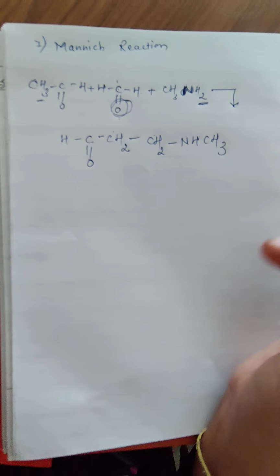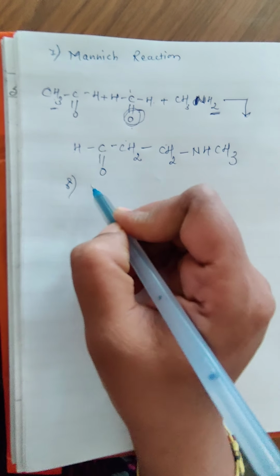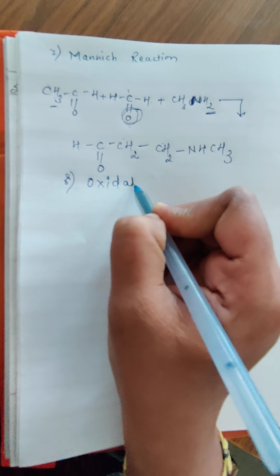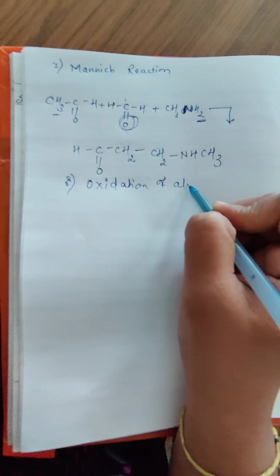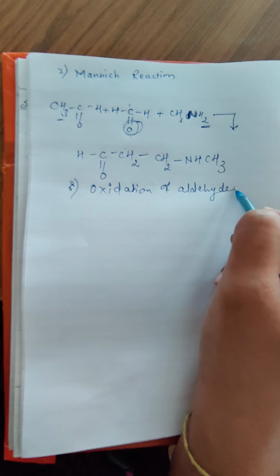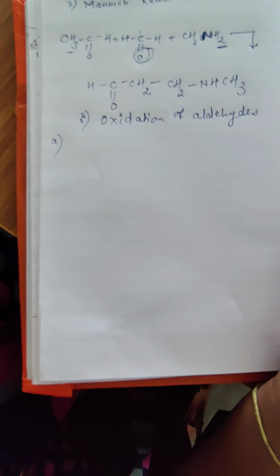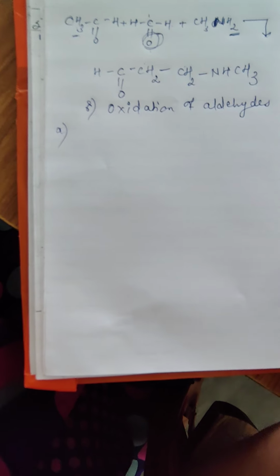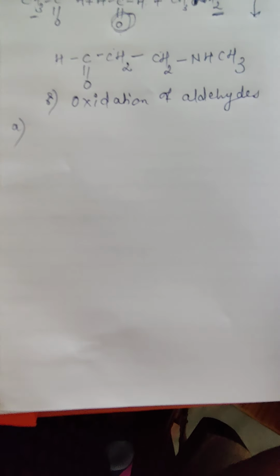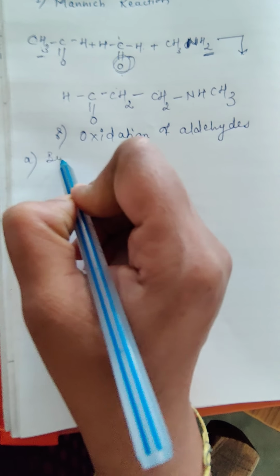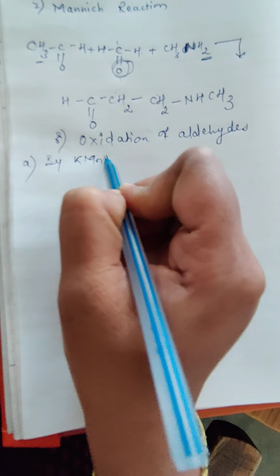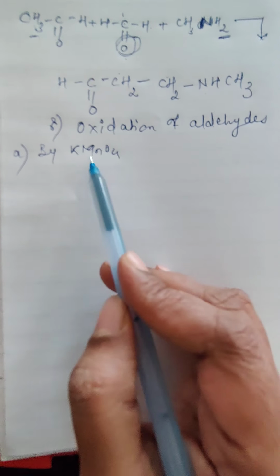Okay. Now the next reaction, that is reaction number 8, is oxidation of aldehyde. These reactions we actually carried out practically in our organic practical, where we identify compounds, and in the identification of the functional group, that is aldehyde, we did all these experimentally. Okay, so we start with the first, oxidation of aldehyde, number 1, by an oxidizing agent using KMnO4.